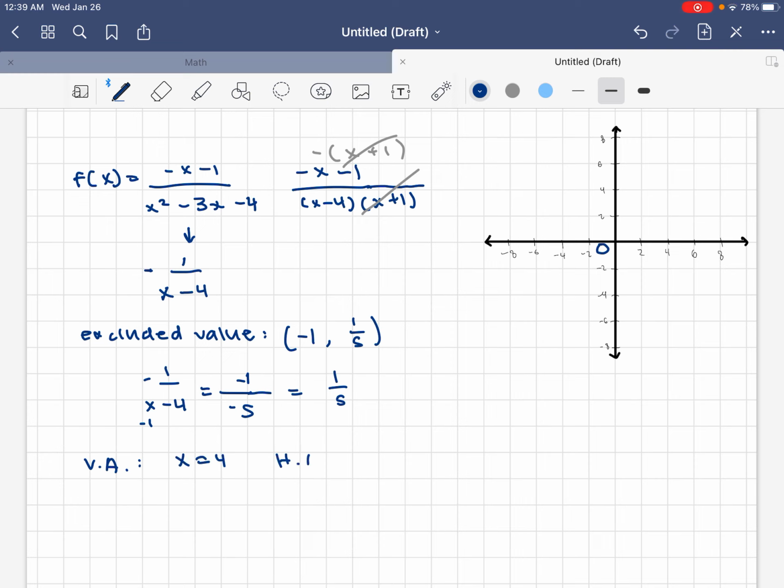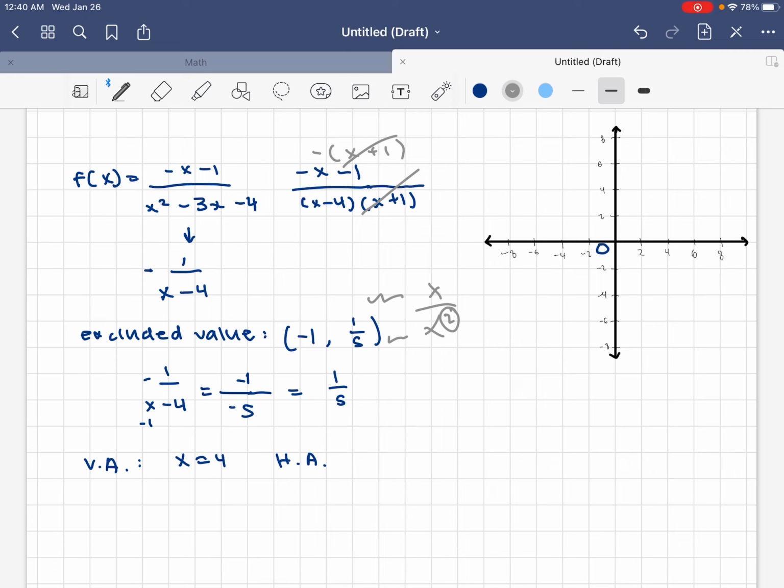Now for a horizontal asymptote, we're going to take the top. For this problem, it's bottom heavy. If you look at our function, the bottom is to a degree of 2, and the top is just to a degree of 1. If it's bottom heavy, that means your horizontal asymptote is going to be 0. Y is going to equal 0.